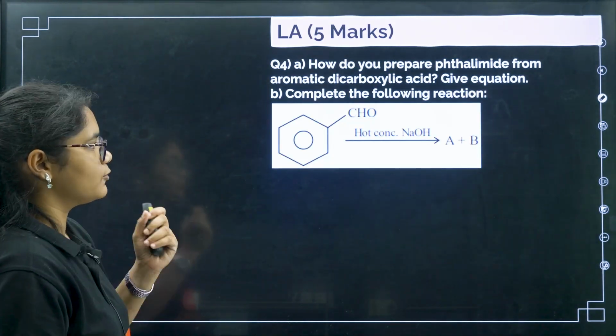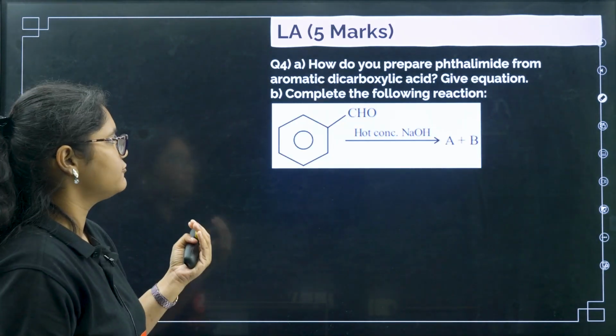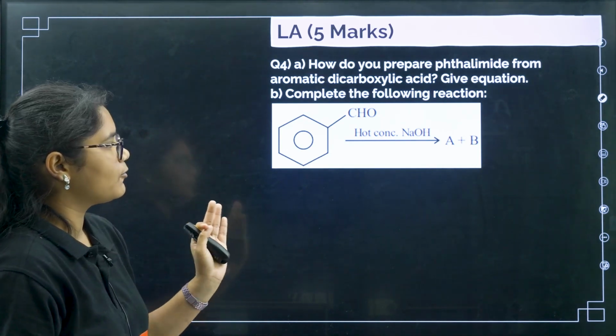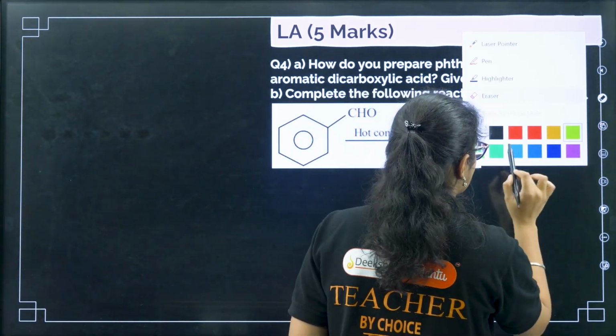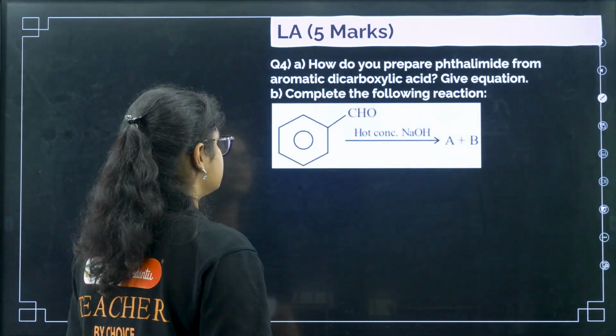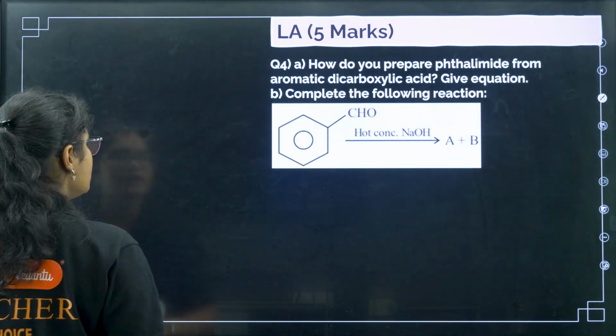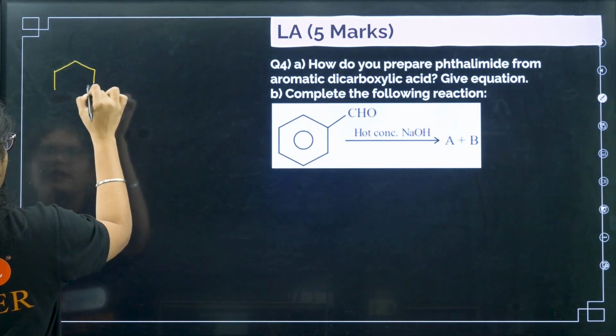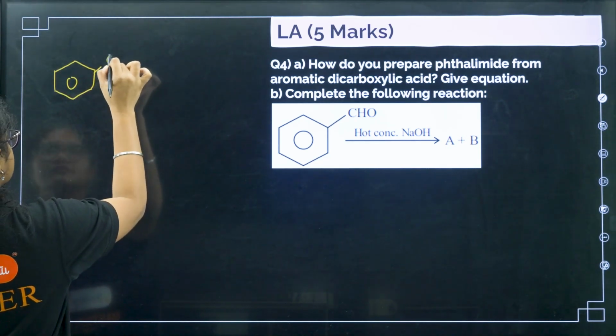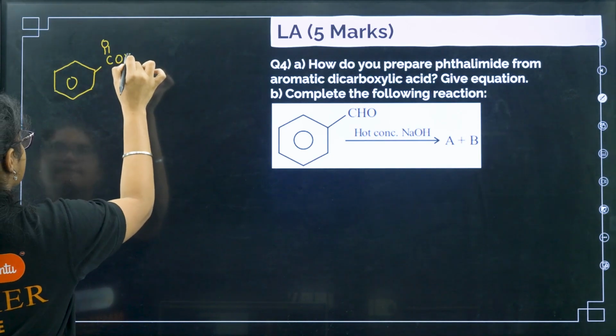Next we'll go to question number 4. How do you prepare phthalimide from aromatic dicarboxylic acid? So preparation of phthalimide from aromatic dicarboxylic acid. So let us first do this reaction. Okay, so if you want to prepare from aromatic dicarboxylic acid, we have this one.